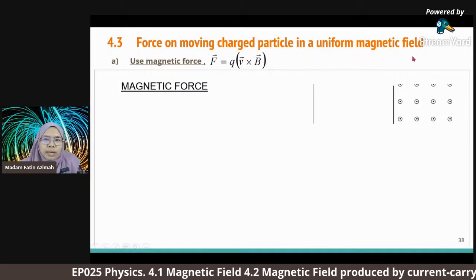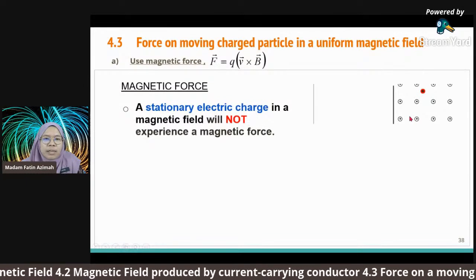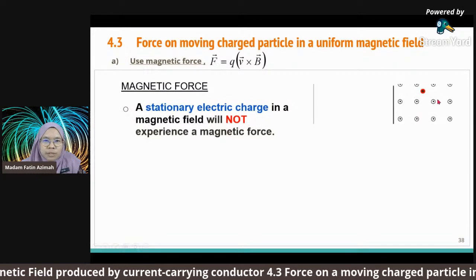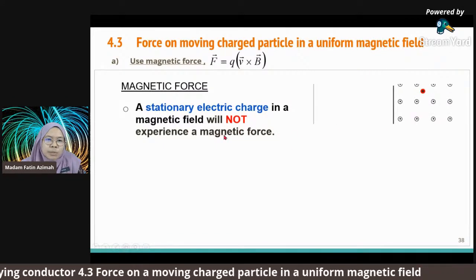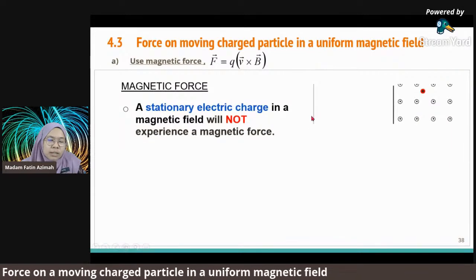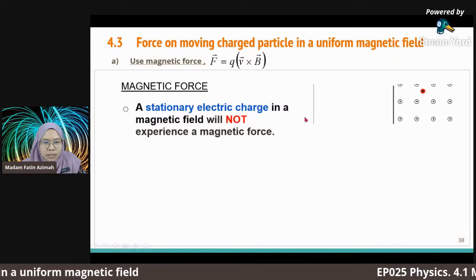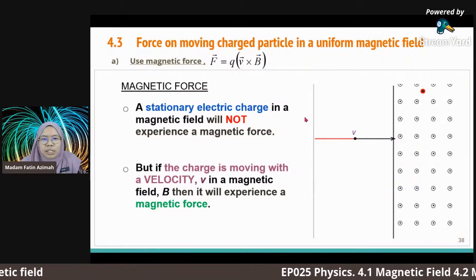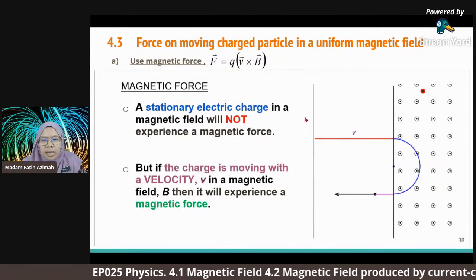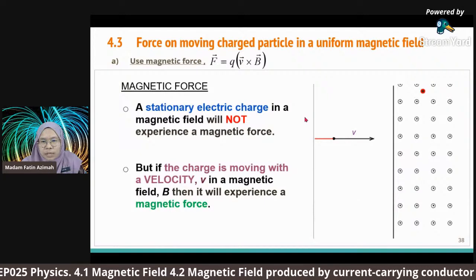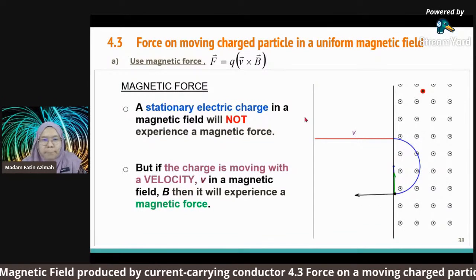Consider that we have a uniform magnetic field. If there is a stationary electric charge in the field, meaning it is not moving, the charge will not experience a magnetic force. No motion, meaning no magnetic force. But if the charge is moving with a velocity in a magnetic field, then it will experience a magnetic force. So the condition is that the charge should be moving with a velocity.